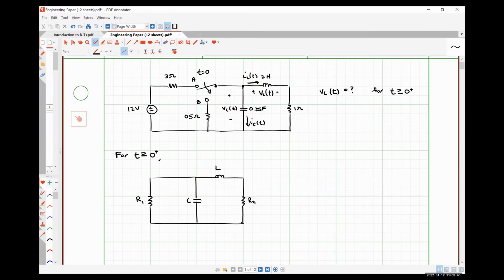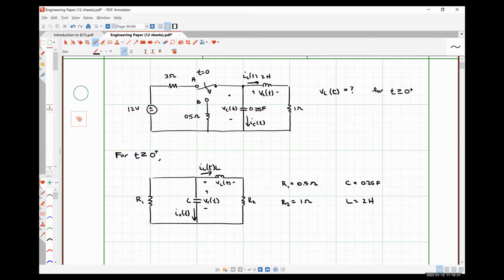I'm going to write down all of those relationships momentarily. This is VC. This is VL. This is IL. This is IC. So just to reiterate, we have R1 is 0.5 ohm. R2 is 1 ohm. C is 0.25 farads. And L is 2 henries.